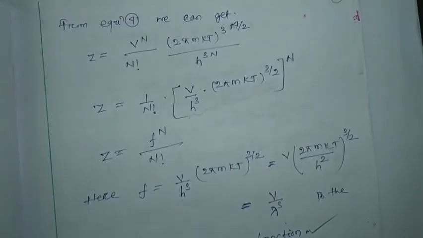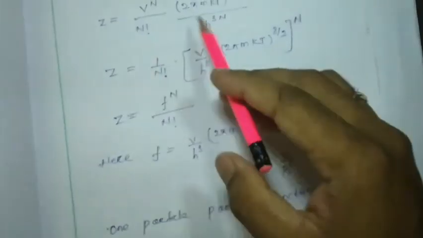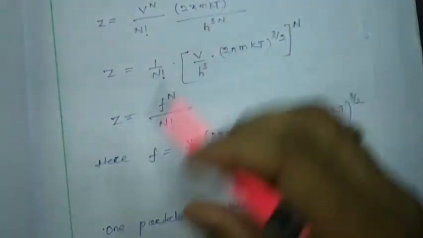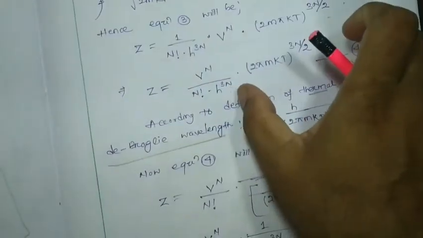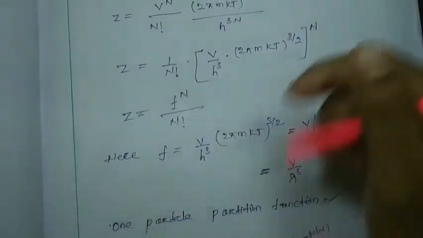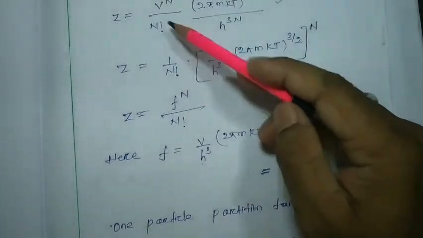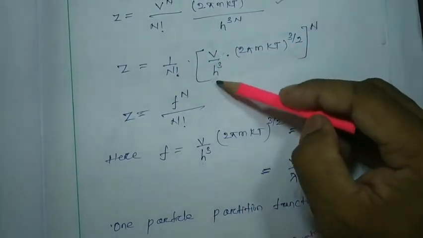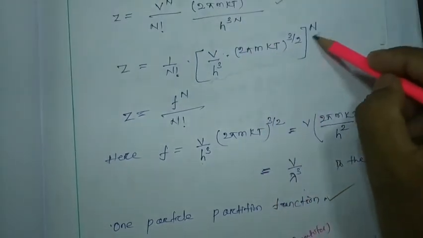From equation number 4 we can also write v to the power n by n factorial, 2 pi mkt to the power 3n by 2, by h to the power 3n. That is your equation number 4, which I have written again. Now this can be written as 1 by n factorial, v by h cube, 2 pi mkt to the power 3 by 2, whole to the power n, right?